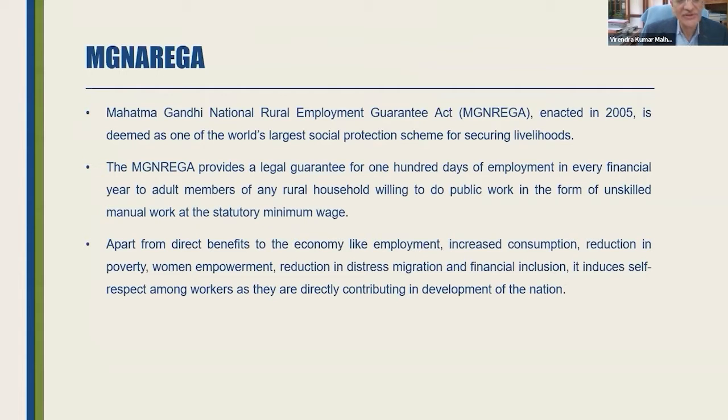This is one of the most important employment guarantee schemes of the government, which took the form of the Mahatma Gandhi National Rural Employment Guarantee Act, popularly known as MGNREGA, enacted in 2005, and is deemed as one of the largest social protection schemes of the world for securing livelihoods. MGNREGA provides a legal guarantee for 100 days of employment in every financial year to adult members of any rural household willing to do public work in the form of unskilled manual work at the statutory minimum wage. Of course, apart from direct benefits to the economy, like employment, increased consumption, and reduction in poverty, women empowerment, reduction in distress migration, and financial inclusion are other benefits of this program.